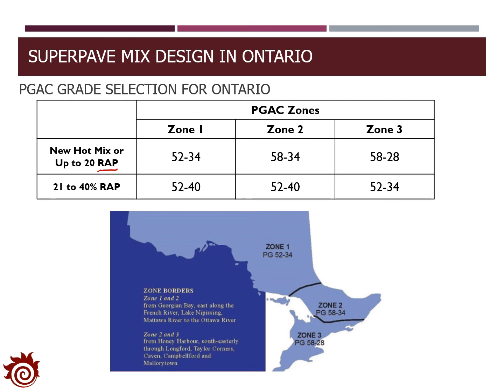For zone 1, the performance grade is 52 minus 34. In zone 2, it's 58 minus 34. And in zone 3, it's 58 minus 28. If we are using 20 to 40% of RAP, then we have to reduce both the average 7-day maximum temperature and the minimum temperature. In zone 1, it becomes 52 minus 40. Zone 2 is 52 minus 40. And in zone 3, it's 52 minus 34.